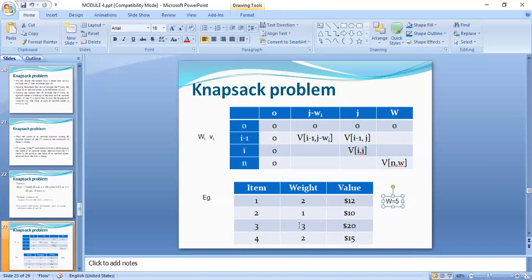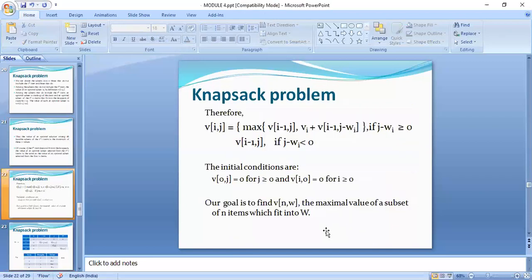So what I will be doing is I will be calculating the remaining capacity. Remaining capacity is 5 minus 1, 4. Obviously, you can include the third item. Why? Because 3 is less than 4. Okay, clear? So when it is less than 4, I need to get a maximum profit.